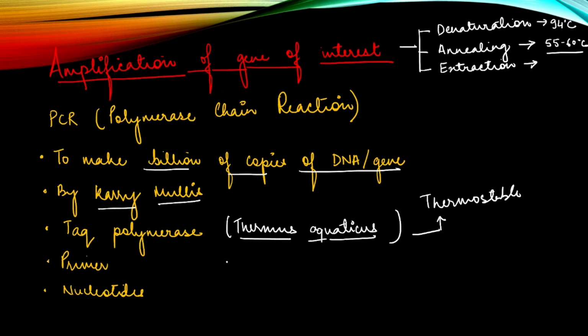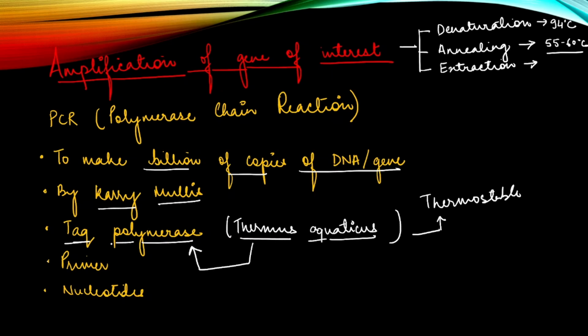For that, we are using a specific enzyme which we call Taq polymerase. This is a thermostable enzyme, and for PCR we are using this enzyme. Why is it called Taq? T comes from Thermus, AQ comes from aquaticus, because we have isolated this enzyme from the bacterium Thermus aquaticus. So it is known as Taq polymerase, which is used for the PCR machine.